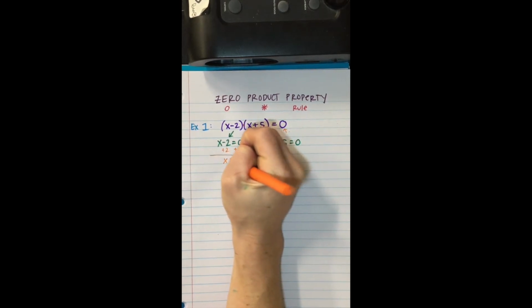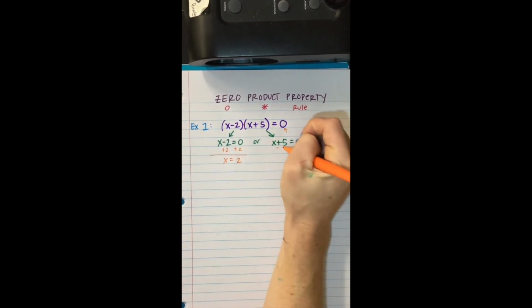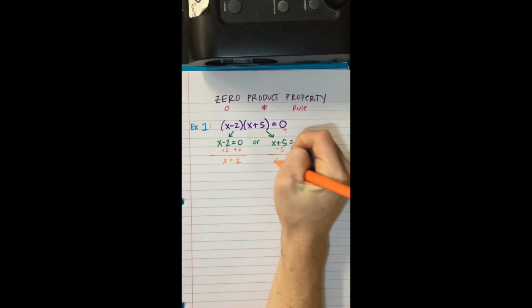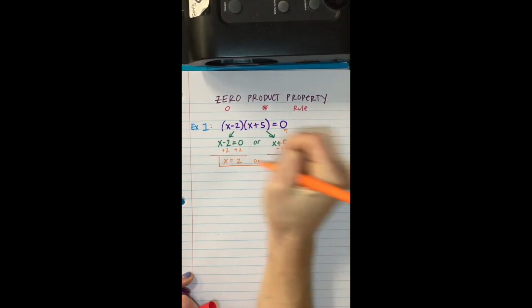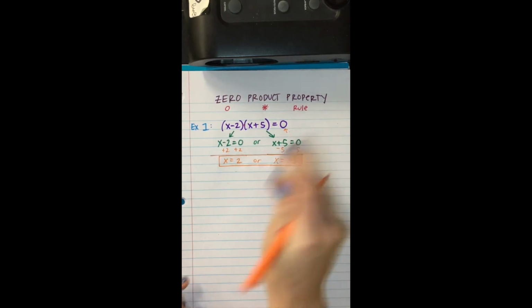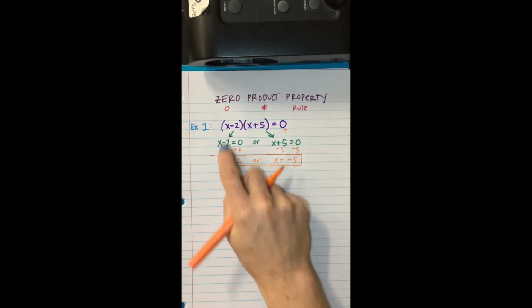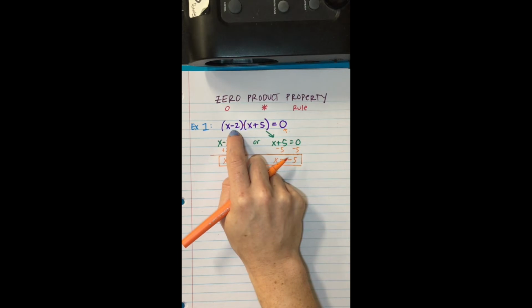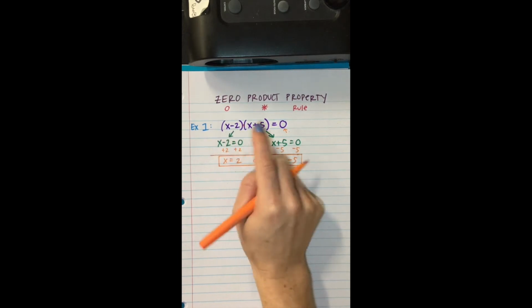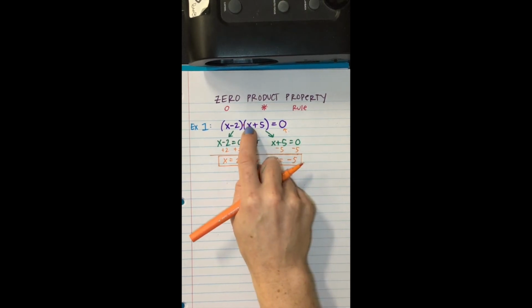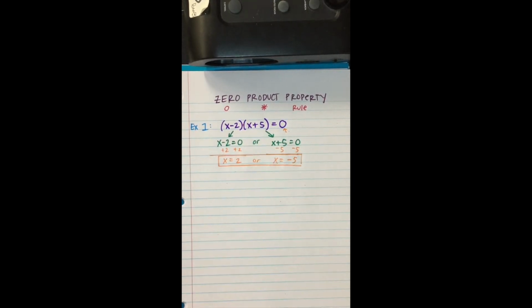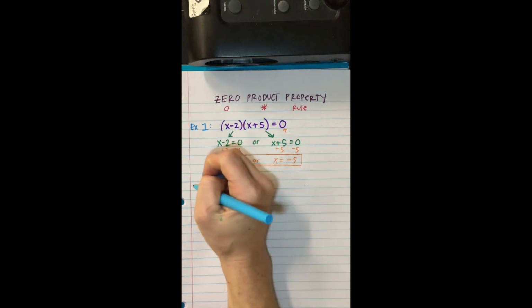So one possibility is that x is equal to 2. And the other possibility is that x is equal to negative 5. And those are my two solutions. That's it. If I were to plug in x equals 2 to here, 2 take away 2 is 0, and 0 times whatever is 0. And if I were to plug in negative 5 here, negative 5 plus 5 is 0, and 0 times whatever is 0.